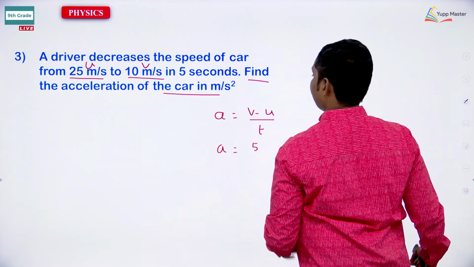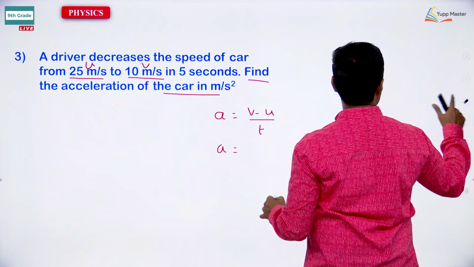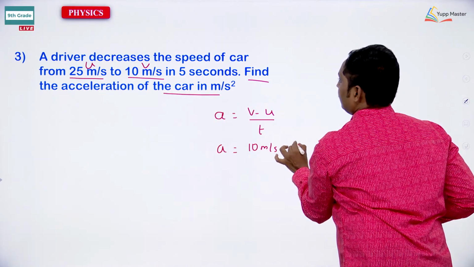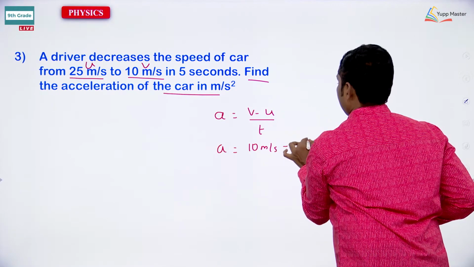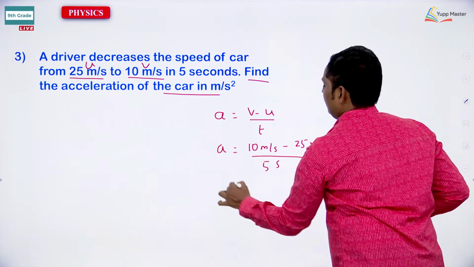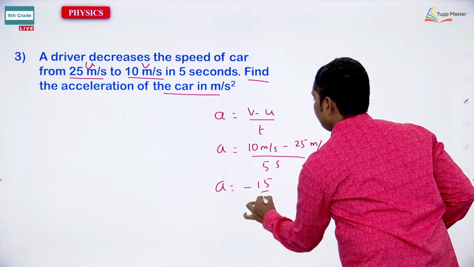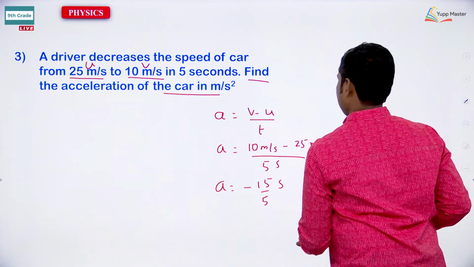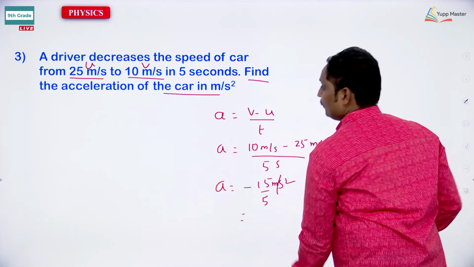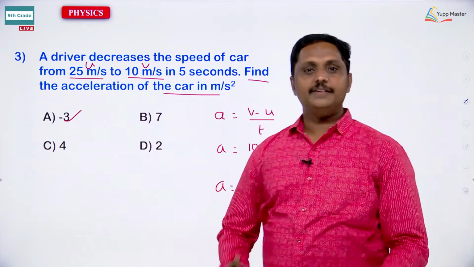a is equal to, you will find this, what about v, 10 meter per second minus 25 meter per second, in 5 seconds. Just you will get that a is equal to minus 15 by 5 meter per second square. So you can take that 3, this is the correct answer. So in this way we will discuss all the problems.